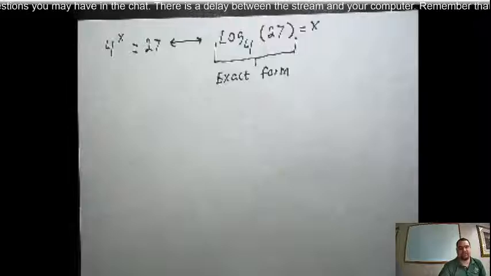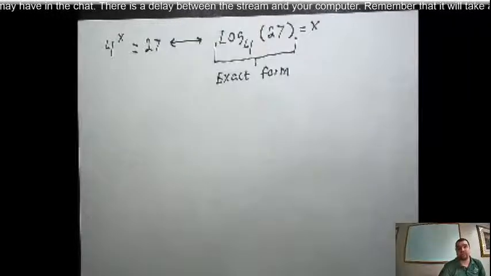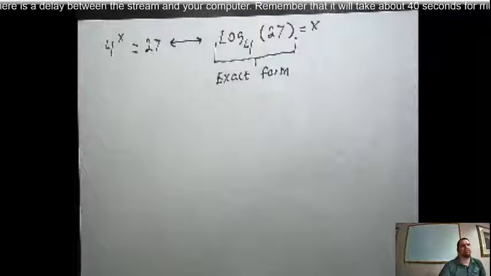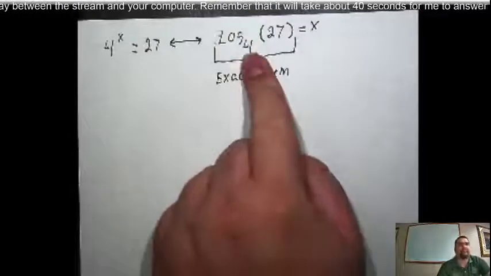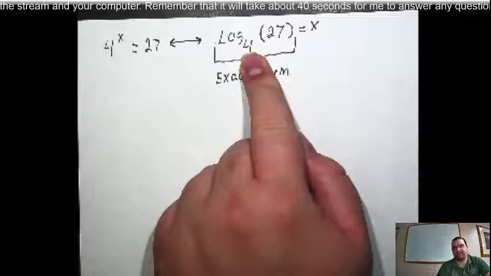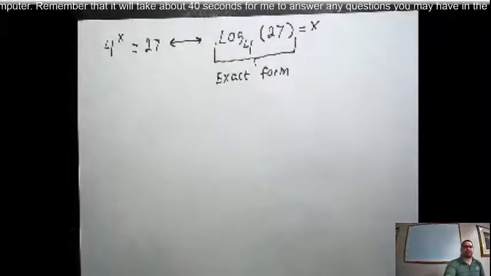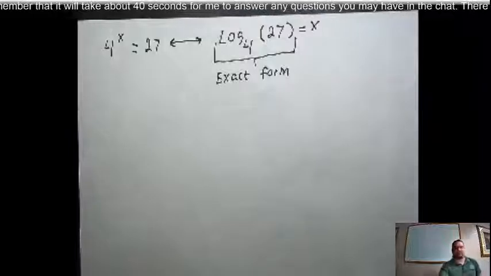Instead, they'll be programmed with something like base 10, usually base 10. So how do we plug this into our calculator if it doesn't have base 4 logs, if it only has base 10 logs? Well, for this, we use what's called the change of base formula.